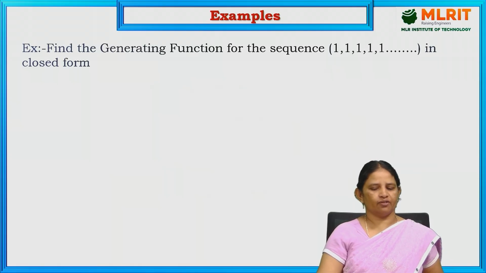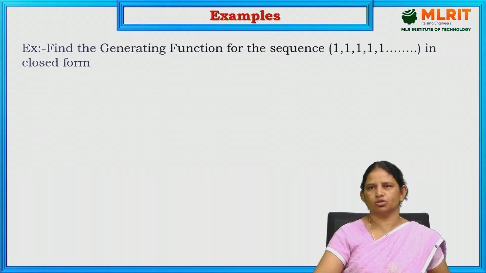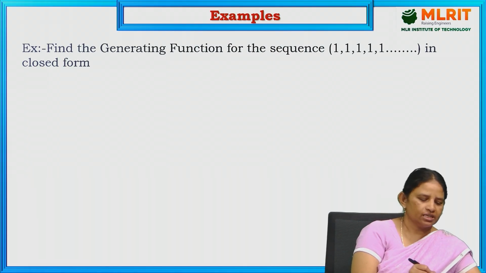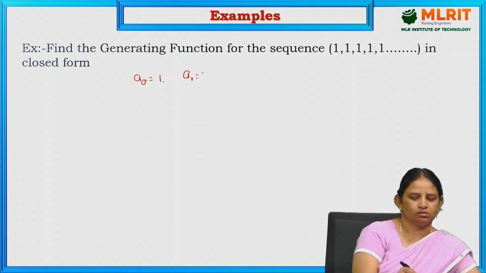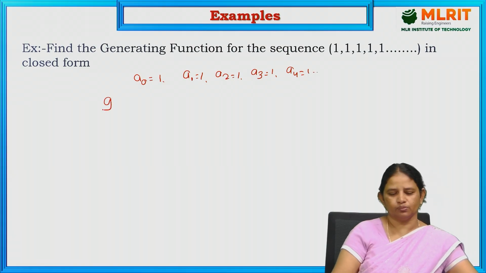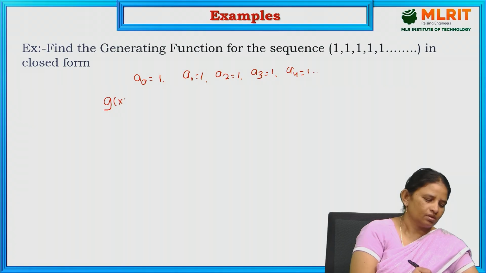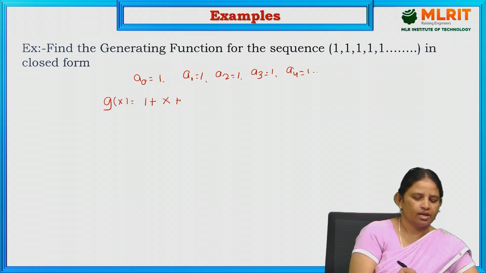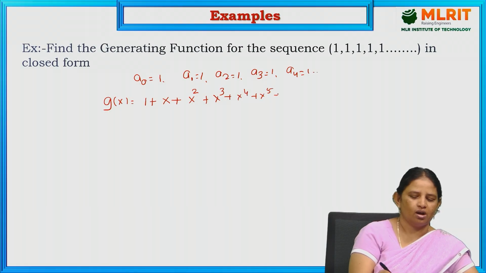Next, to find the generating function for the sequence 1, 1, 1 in the closed form. So, what is A0? A0 is 1. A1 is also 1. A2 is also 1. A3 is 1. A4 is 1. And so on. Next, what is the generating function? G of x equal to A0, that means 1, plus A1x, that is x, A2x square, that means x square, x cube, x to the power of 4, plus x to the power of 5 and so on.